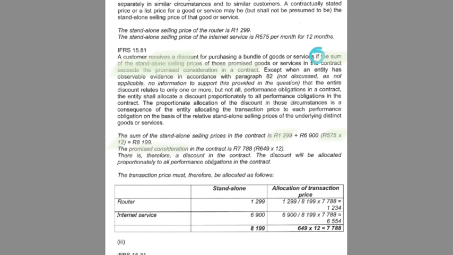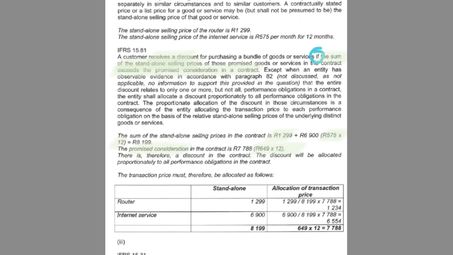You would enter into this contract at 649 Rand per month over 12 months. That answer is less than the sum of the standalone selling prices, which means there is a discount because you entered into a data contract and you received the router when entering into this data contract. There is a discount in the contract. So now we have to go and take the discount into account as well, and allocate that discount proportionately, or in a ratio, to all the performance obligations when we allocate the transaction price.